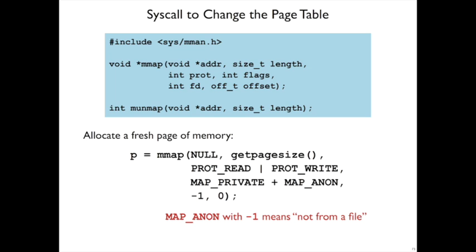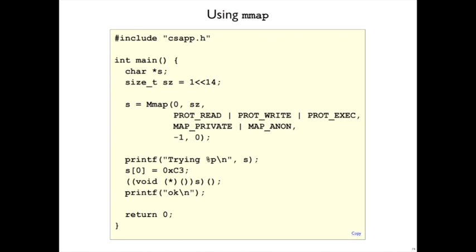On the other hand, if we wanted to allocate a brand new page of virtual memory, then we would use mmap with null. Here I'm just allocating one page, and you can get the page size using the getpagesize system call. This page I'm allocating is readable and writable, and it's not connected to a file. So that's why there's -1 and MAP_ANON there. Let's put that in a real program.